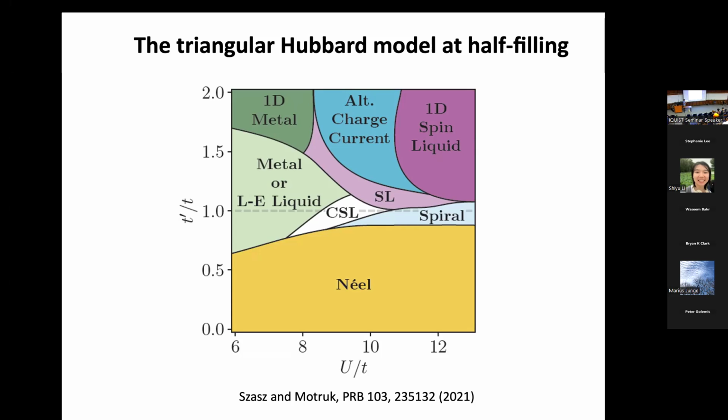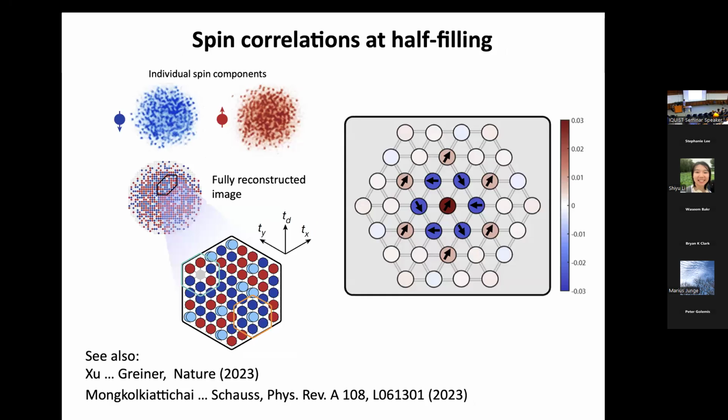But if you're at intermediate interactions, people don't understand things very well. There are proposals that this might be some sort of spin liquid that breaks time reversal symmetry. So this is some of the reason people got very interested recently in looking at triangular Hubbard systems. And this is all without doping. If you dope, things get even more interesting and richer. Okay, so let me show you some of the work we've been doing more recently on this triangular Hubbard model.